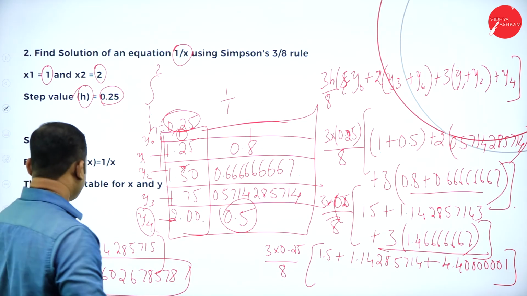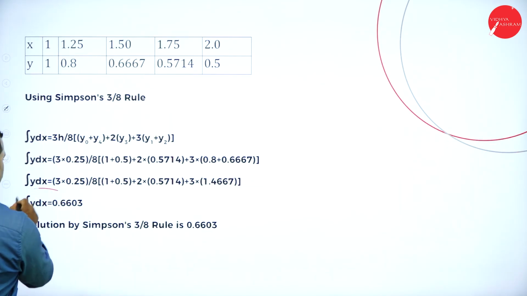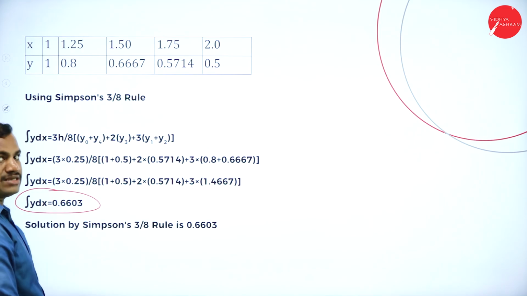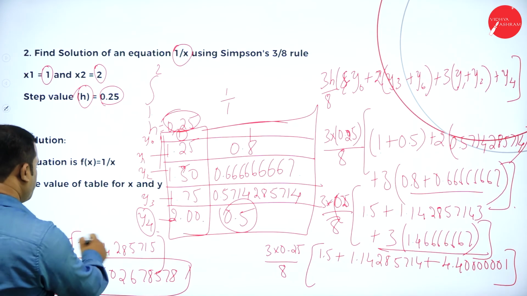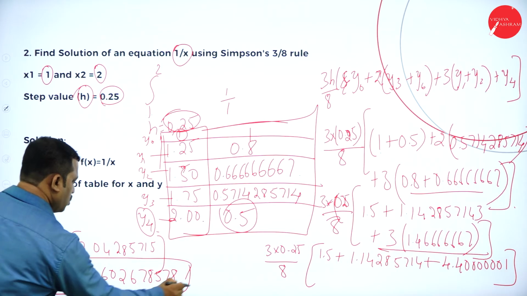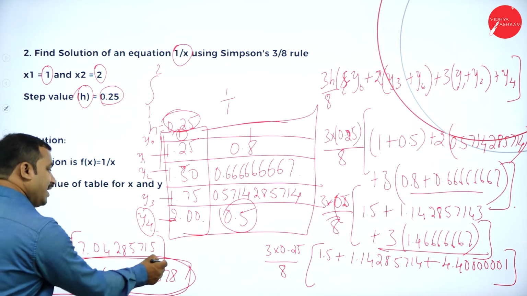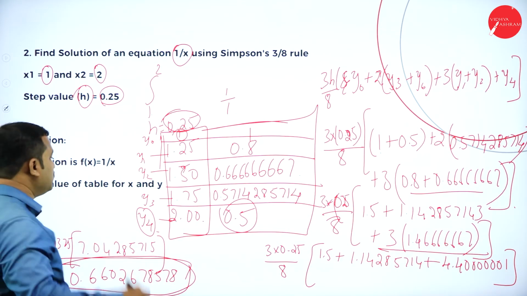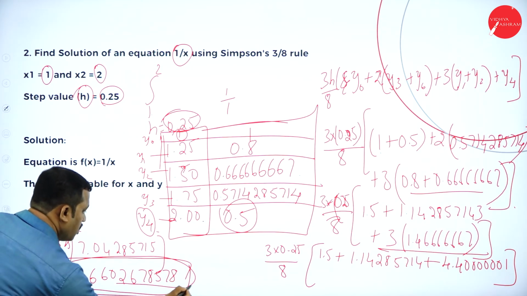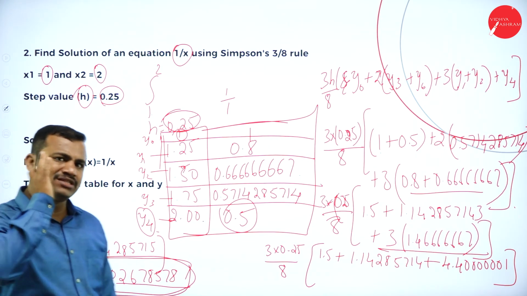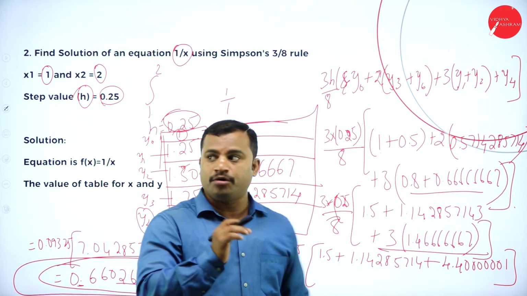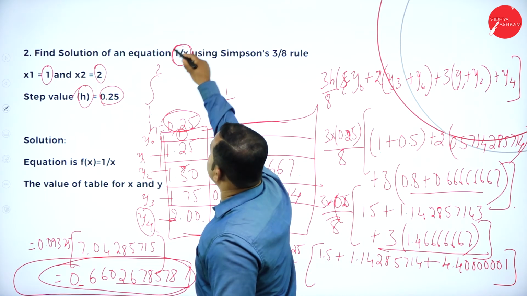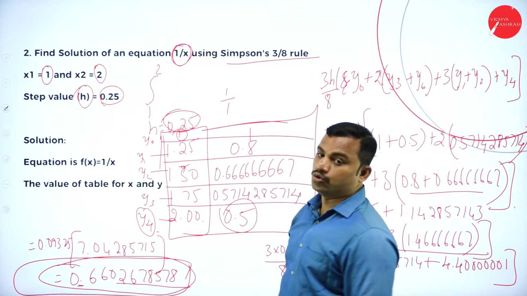Let us cross verify that. What is the value we have obtained here? 0.6603. What is the value I have obtained here? 0.660267858, which is more accurate than this because I am using more precision after the decimal point. So this is the correct solution for this problem 1 by x using the Simpson's 3/8 rule method.